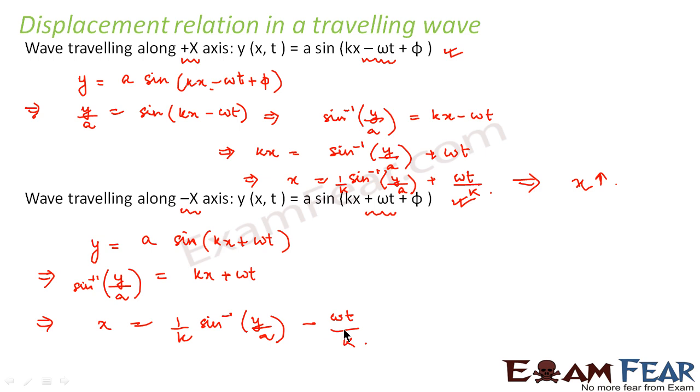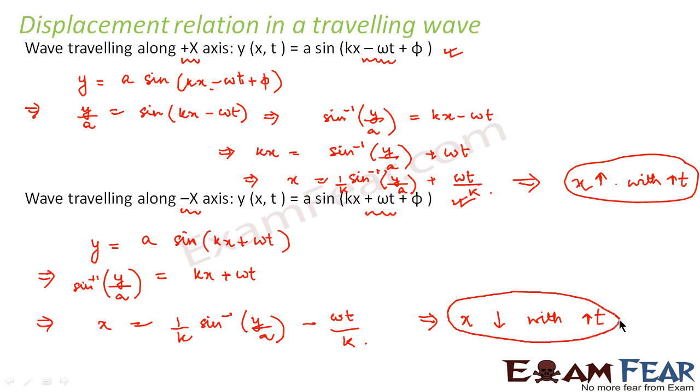So in this case, as the time t increases, this value keeps increasing. That means a greater amount keeps getting subtracted from some amount. That means the value of x keeps decreasing. So here in this case, x keeps decreasing with increasing time. Here x increases with increasing time. So therefore, this denotes that x moves towards the positive x-axis, and here the wave travels along the negative x-axis.